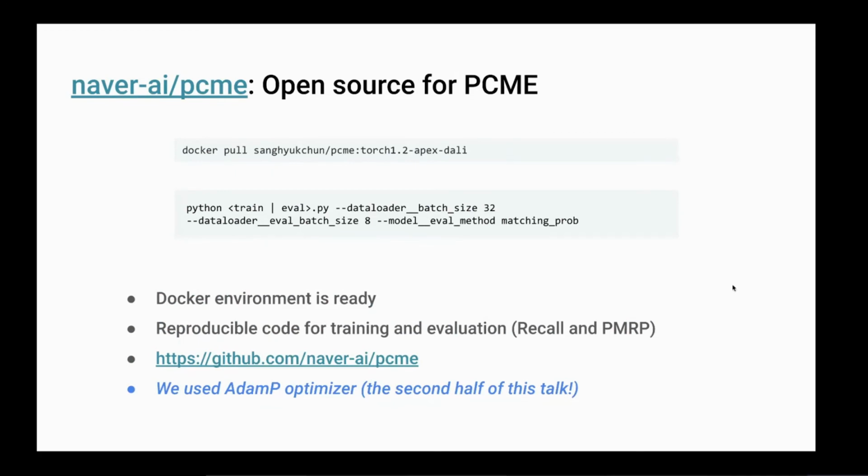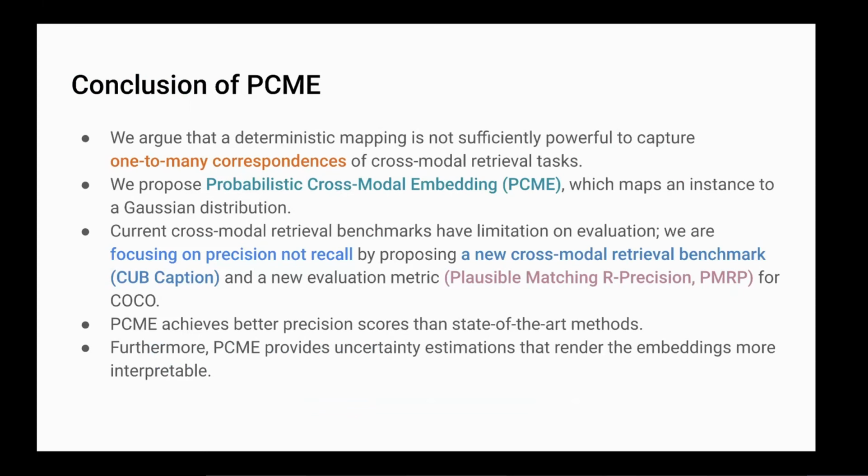Okay, so here is the conclusion of PMRP. We argue that deterministic embedding is not sufficient to capture one-to-many correspondence. So we propose probabilistic cross-modal embedding, PMRP, to solve this problem. We also observed that the current cross-modal retrieval benchmark has some limitations in its evaluation. So we propose focusing on precision, not recall, by using a new evaluation metric, the plausible matching R-precision, PMRP. PMRP shows better precision scores, and the uncertainty estimation by PMRP is quite interpretable compared to previous methods.